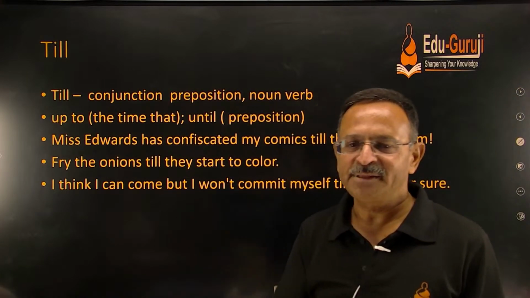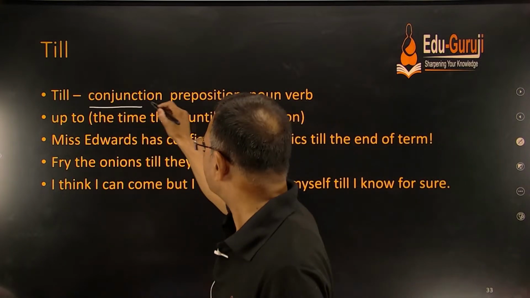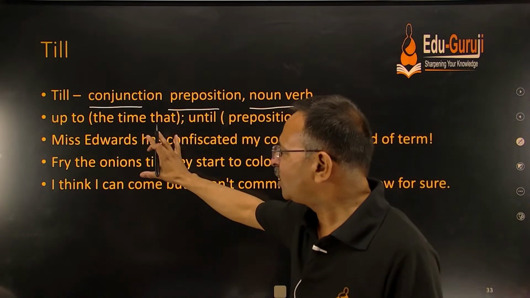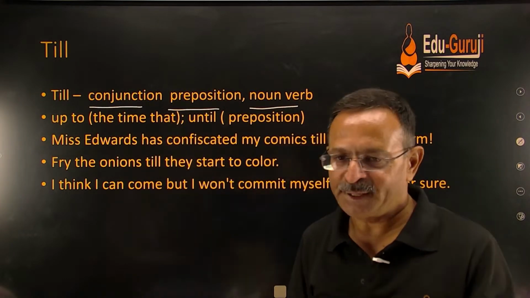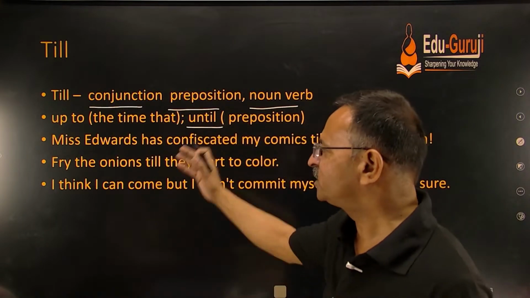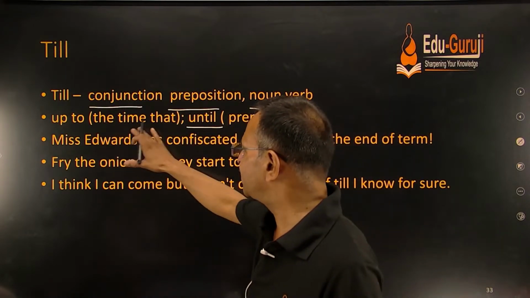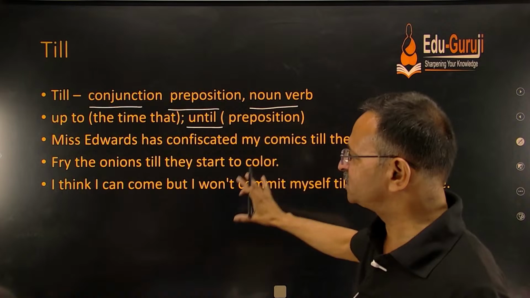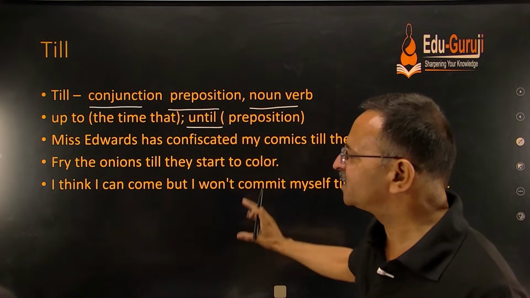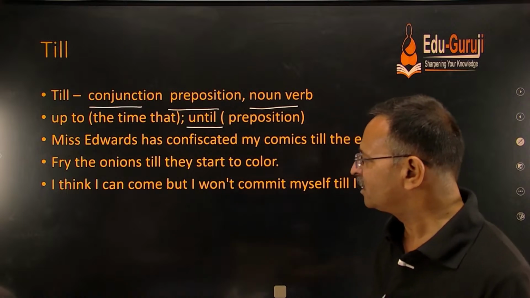Now we are using again the word till. Till can be used as a conjunction, preposition, noun and verb. It can be used in the sense of up to that point, or until. Normally we can use both interchangeably, until or till. There is no difference here. It means the time that, right? It can be used as a preposition as well as a conjunction. This is where you can easily understand the difference between a preposition and a conjunction, how it is being used. Look at here.